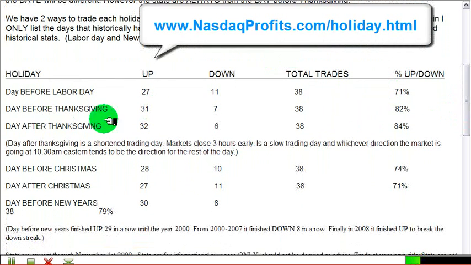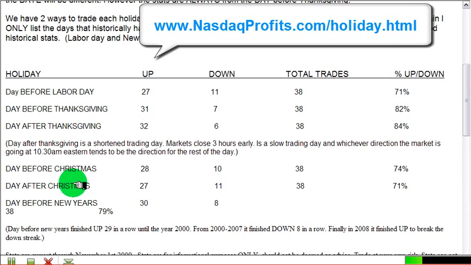But you'll see here, day before Thanksgiving, the stats there, day after Thanksgiving. A note on the day after Thanksgiving. The day after Thanksgiving is a shortened trading day. Markets close 3 hours early, and it tends to be whatever direction it's going at 10:30 a.m. Eastern. This is just something that I've come upon in my own trading. Whatever direction it's going in at 10:30, so if it's in the up direction, it tends to keep going in that direction. That's a very, very slow day, but as you can see, it's been very streaky, with a lot of up days historically on that.